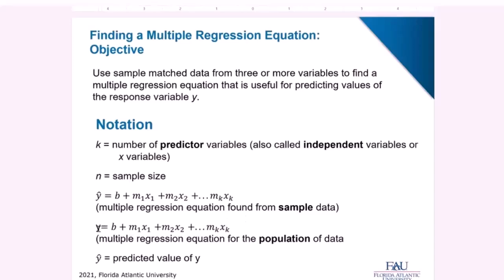And Y itself is the multiple regression equation for the population. Y hat is the predicted value of Y. It's an estimate. It's not always precise.